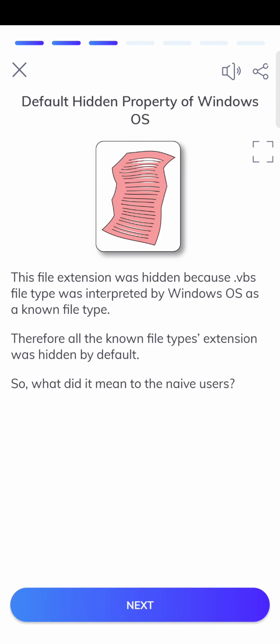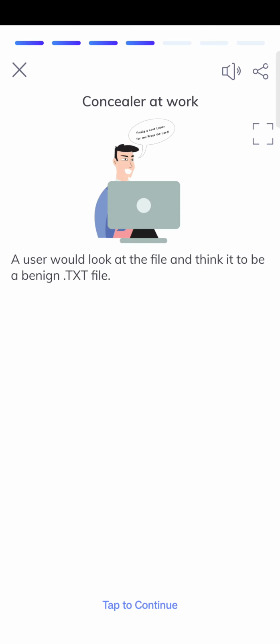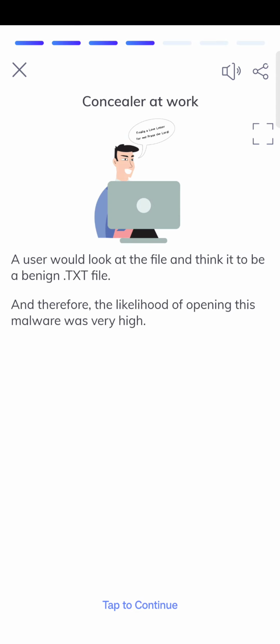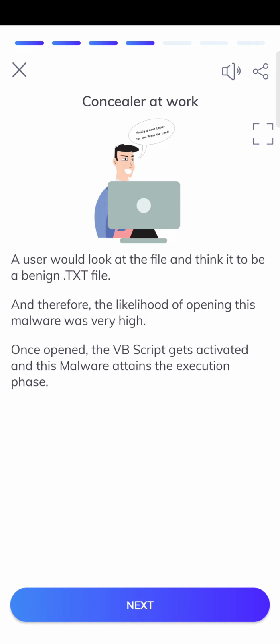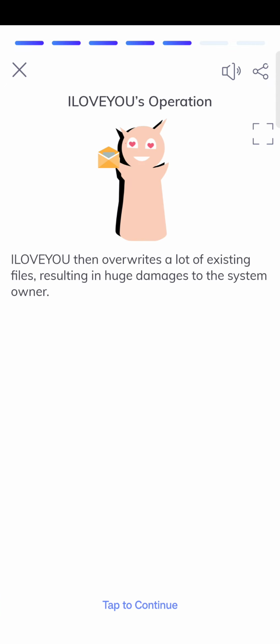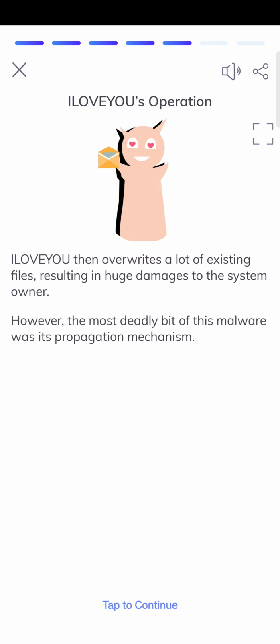So, what did it mean to the naive users? A user would look at the file and think it to be benign. And therefore, the likelihood of opening this malware was very high. Once opened, the VB script gets activated and this malware attains the execution phase. I Love You then overwrites a lot of existing files.